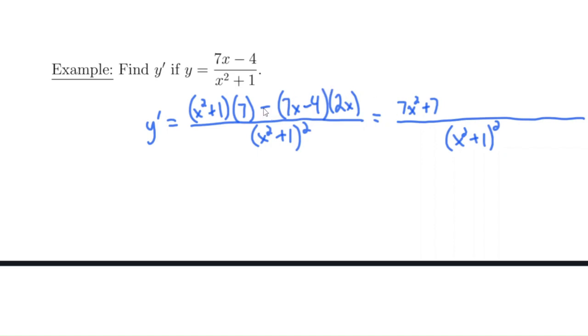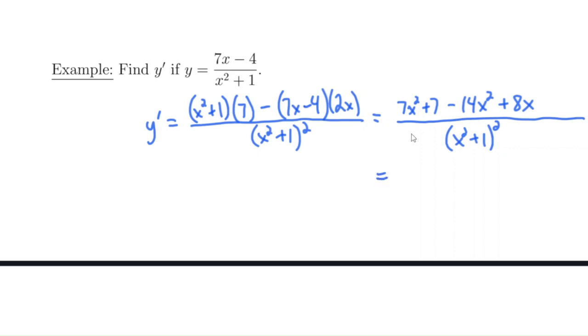Notice we have a minus 2x times 7x. That's going to be minus 14x squared. And then we have a minus 4 times 2x. That'd be a minus 8x. But notice this minus still applies to that, so it's actually plus 8x on the end. So you have to be careful with your signs.